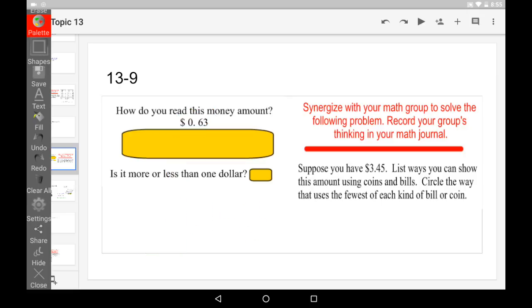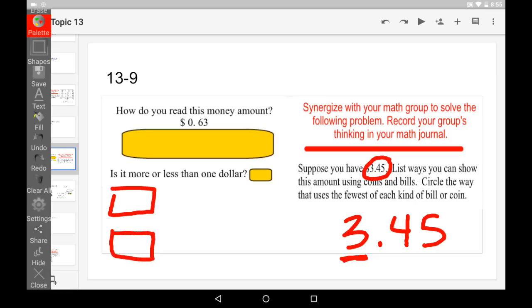Okay? So now let's take a look at, suppose we have $3.45. They want us to list the ways you can show this amount using coins and bills, and they want you to find the way that uses the fewest of each kind of bill or coin. So if you were to take a look at $3.45, you would start with your biggest place value, and you would say a 3. Well, we could use 3 $1 bills, right? I'll put little ones in there so we know those are dollar bills. So there's my $3.